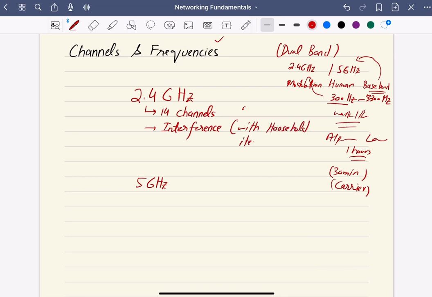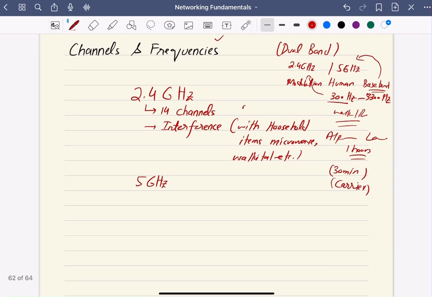for example, your microwave ovens, for example, walkie-talkie, etc. So it does get some interference. 5 gigahertz is better than that. At 5 gigahertz, it offers 42 channels, and again, less interference as compared to 2.4 gigahertz.